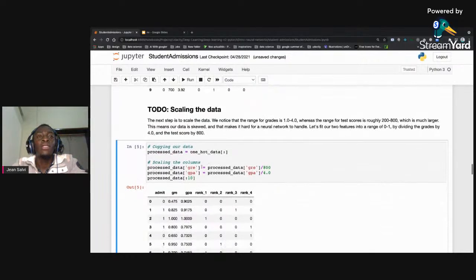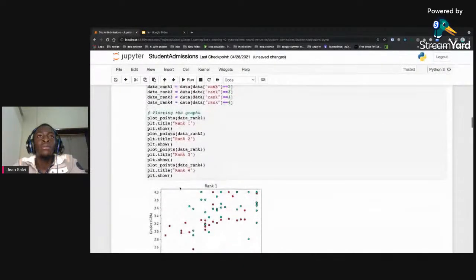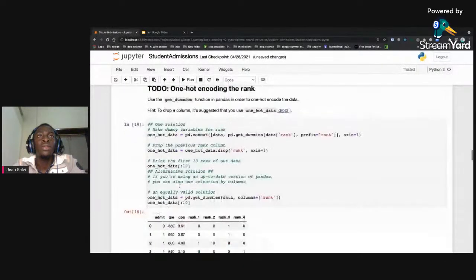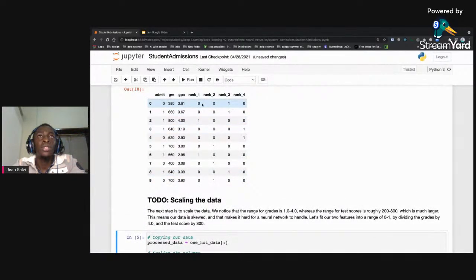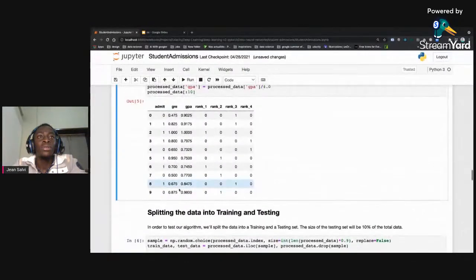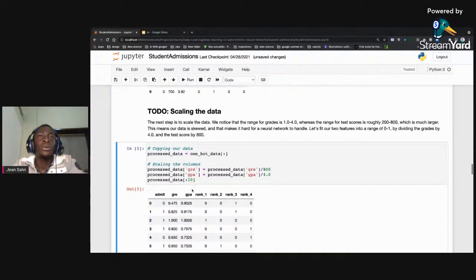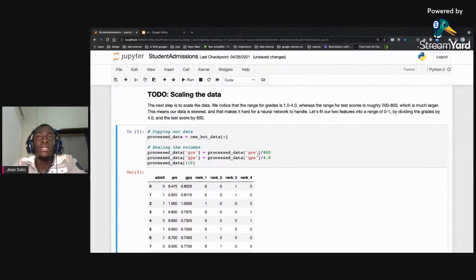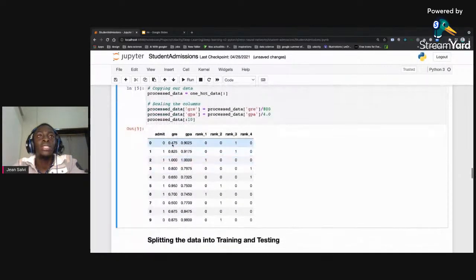To scale the data, you see we have grade here. Grade has some big numbers, and we have to scale them so they are a bit similar to the others, as you can see it was big compared to this and this and this. You have to come up with a better algorithm to scale it. As you can see, it gives me small numbers to use in the neural network.